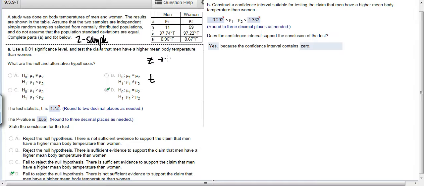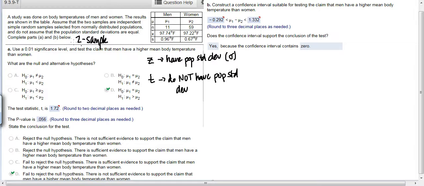You use Z when you have the population standard deviation, right, which is sigma. If they say sigma is equal to blah blah blah, you are doing a Z test. If you do not have the population standard deviation, or there's no real mention of it, then you use a T test.